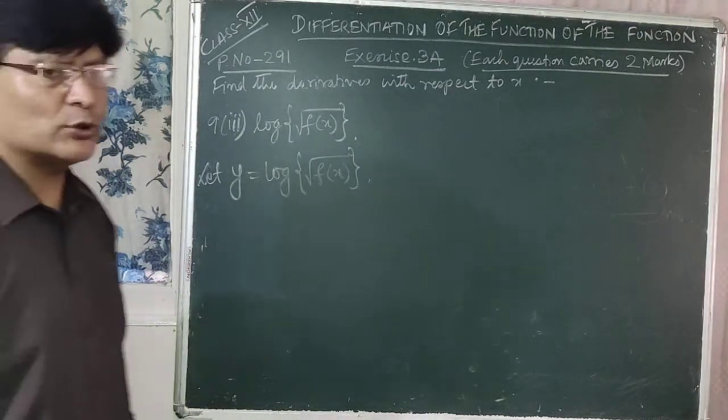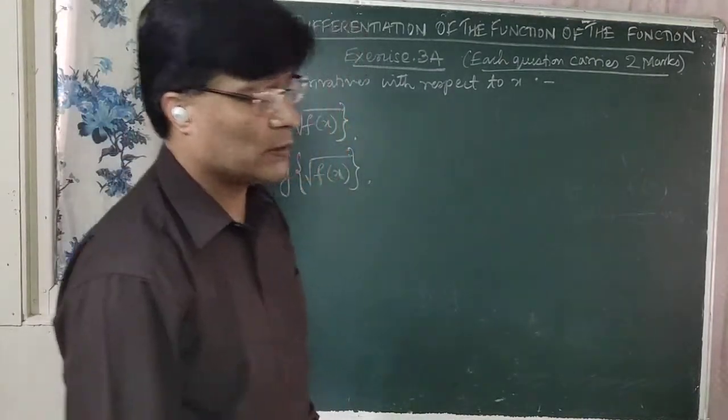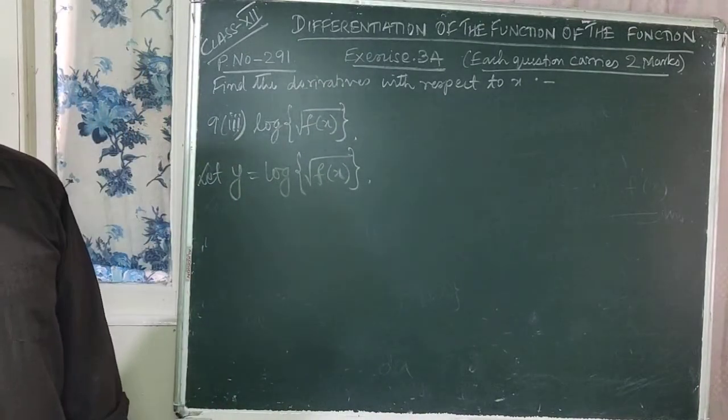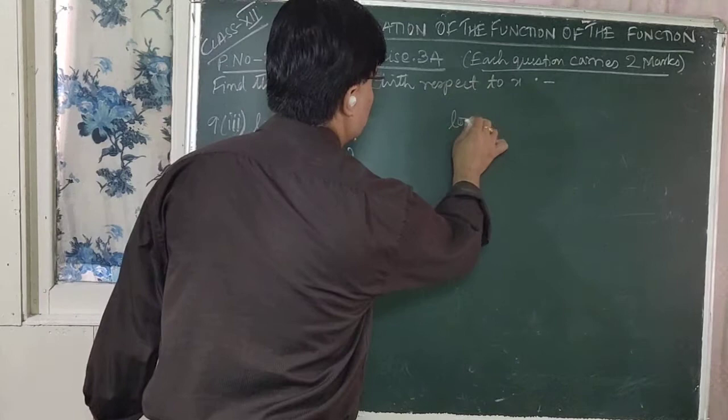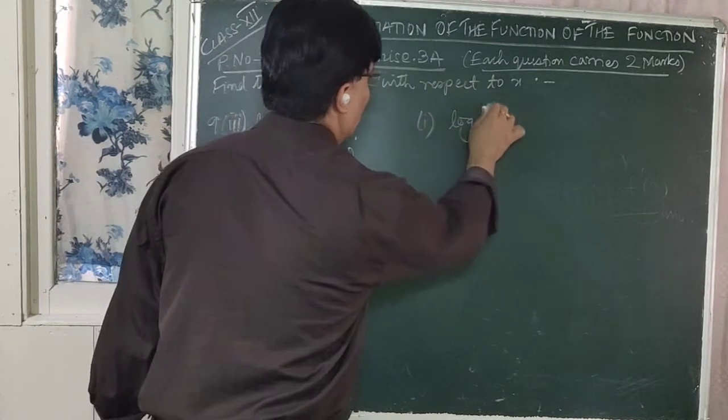So now you should know the properties of logarithm. So we have done it in class 11 also. Properties of logarithm. Let us revise it. Suppose this is your number 1, log of AB.